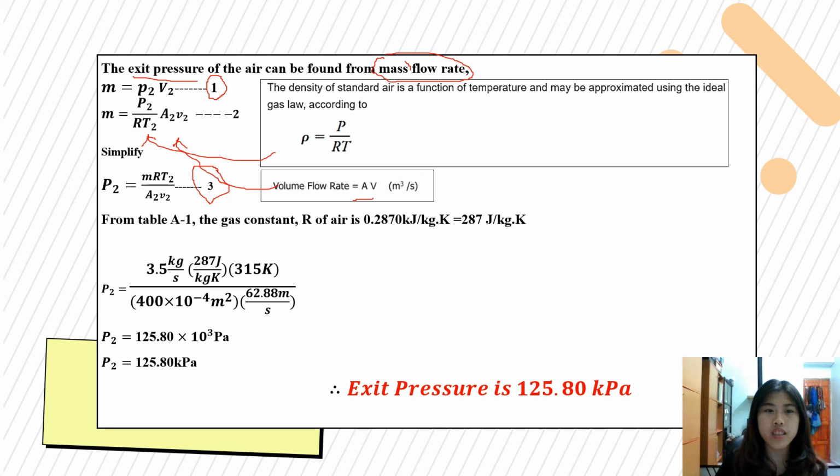As we need to obtain the gas constant, we can refer to table A1. So we obtain the gas constant for air is 287 joule per kg Kelvin. After substituting all the values we obtained, the exit pressure will be 125.80 kilopascal.